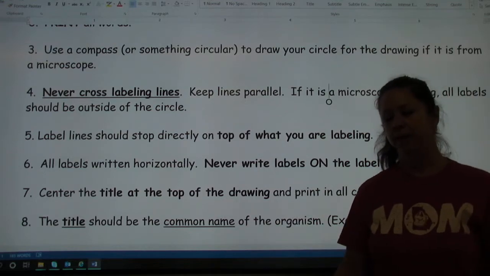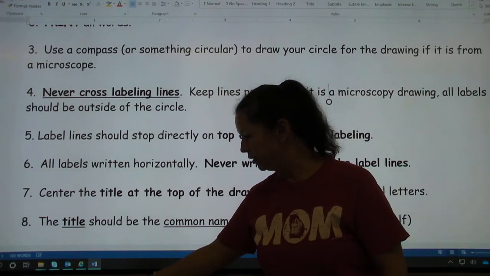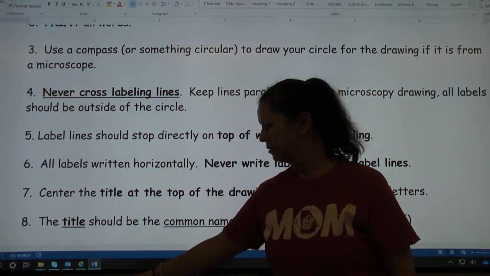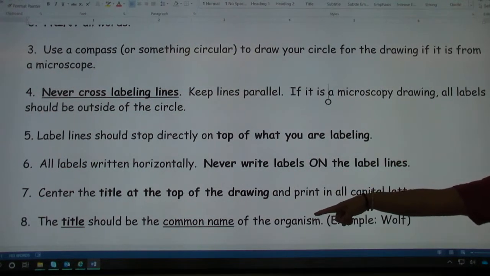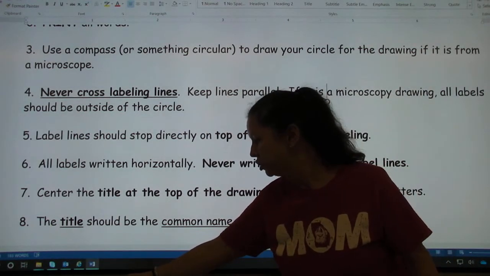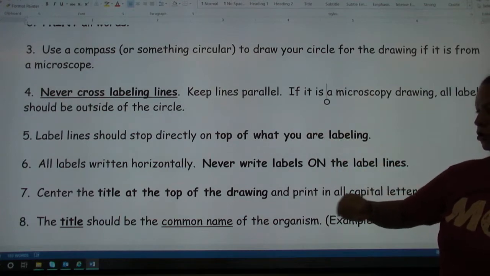Okay, the label line should stop directly on top of what you're labeling. It's got to touch it. Y'all, if I'm telling you that this is the clicker for the board, okay, it's over here, I can't say from here, there's you a clicker. What am I pointing at? You got to go touch what you're pointing at. And that's how your lines should be.